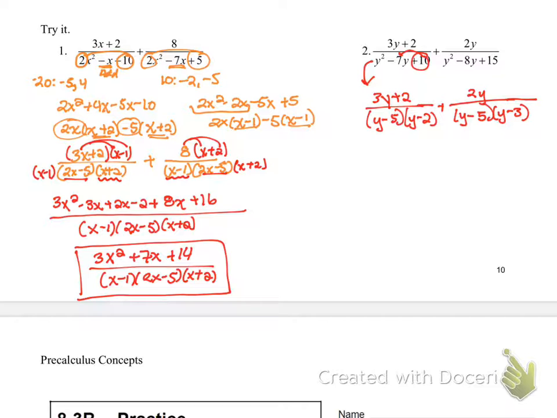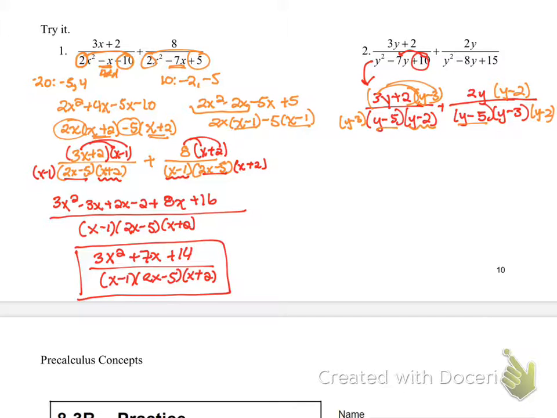They both have a y minus 5, but this first fraction is missing a y minus 3. So we multiply by that on top and bottom. The second fraction over here is missing this guy, y minus 2. So multiply that on top and on bottom.